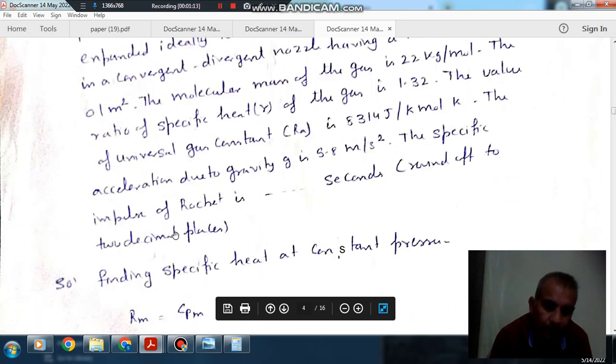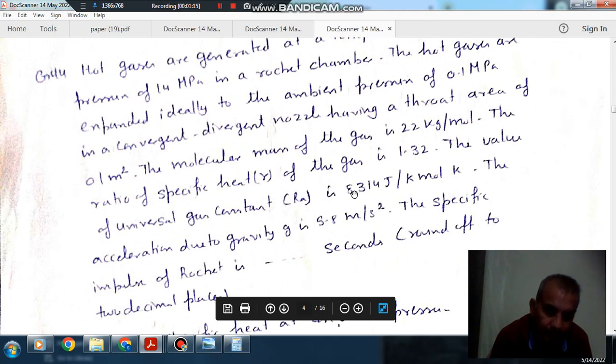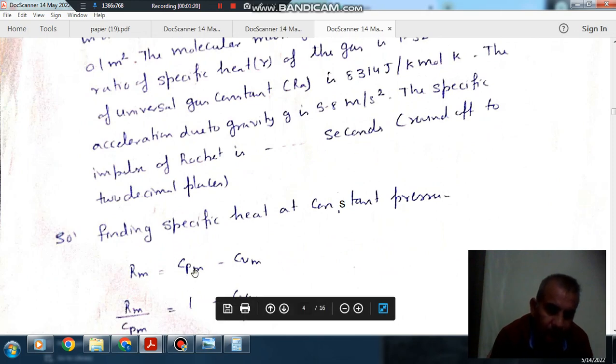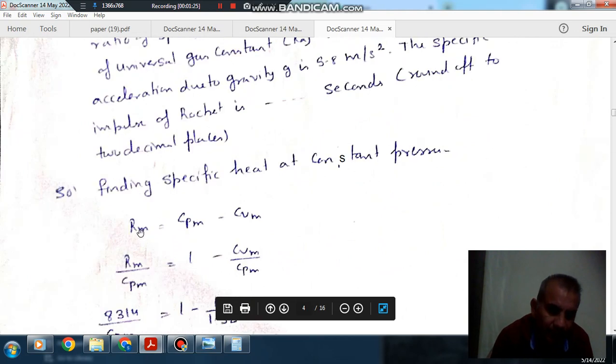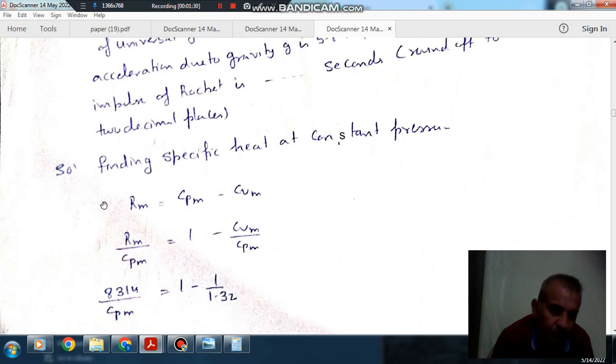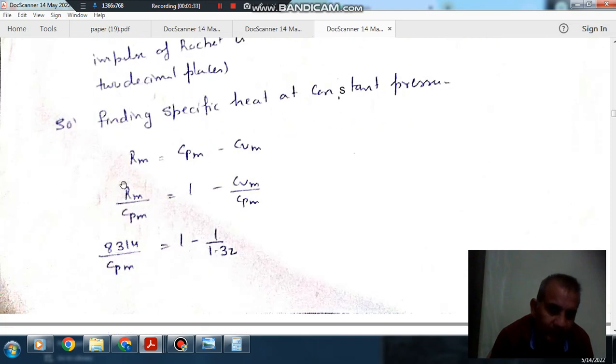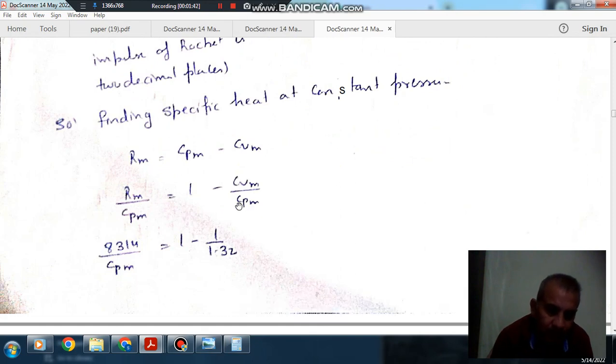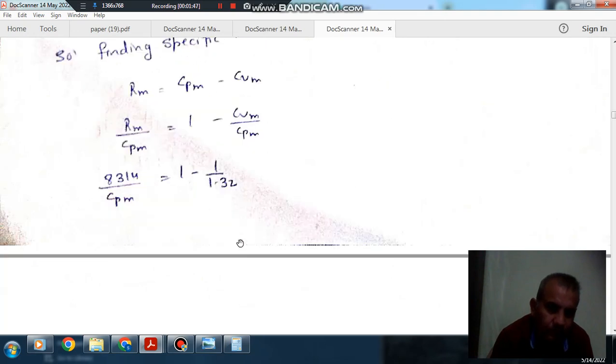So here the universal gas constant is given as 8314. We know that Rm is equal to Cpm minus Cvm, where Cpm is Cp molar and Cvm is Cv molar. Dividing both sides by Cpm, we get Rm by Cpm is equal to 1 minus Cvm by Cpm, and Cp by Cv is your gamma, that is 1.32.